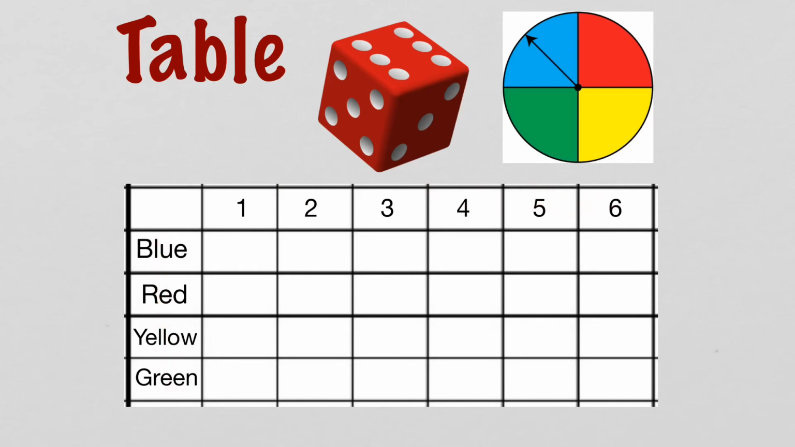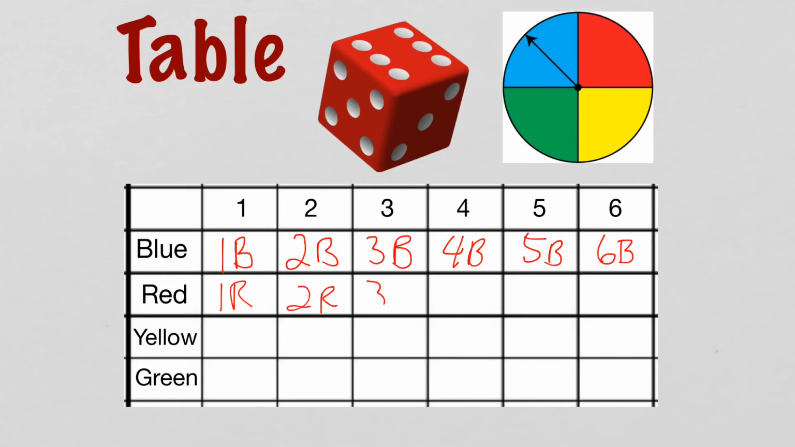And all I'm going to do is fill it in. I could roll a 1 and spin blue, or a 2 and spin blue, or roll a 3 and spin blue, 4 with blue, 5 with blue, 6 with blue. Then I could do the same thing with reds: 1 red, 2 red, 3 red, and so forth. And you're going to fill in this entire table.